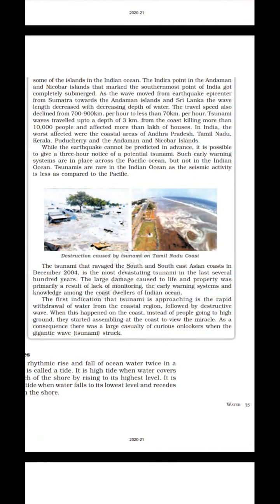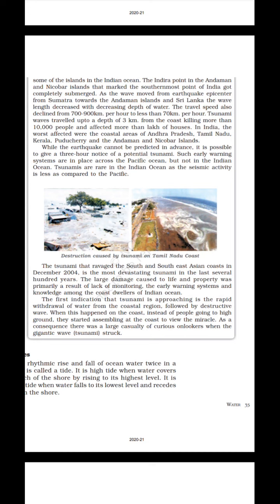The Indira Point in the Andaman and Nicobar Islands that marked the southernmost point of India got completely submerged. As the wave moved from the earthquake epicenter from Sumatra towards the Andaman Islands and Sri Lanka, the wavelength decreased with decreasing depth of water. The travel speed also declined from 700 to 900 kilometers per hour to less than 70 kilometers per hour.